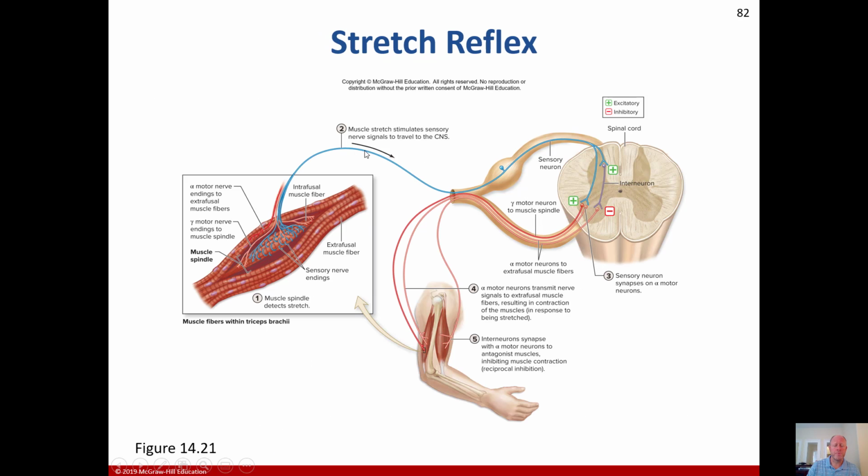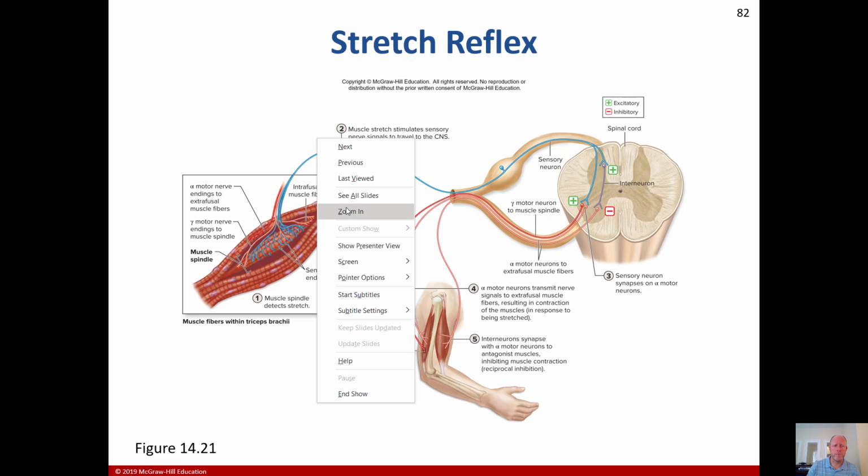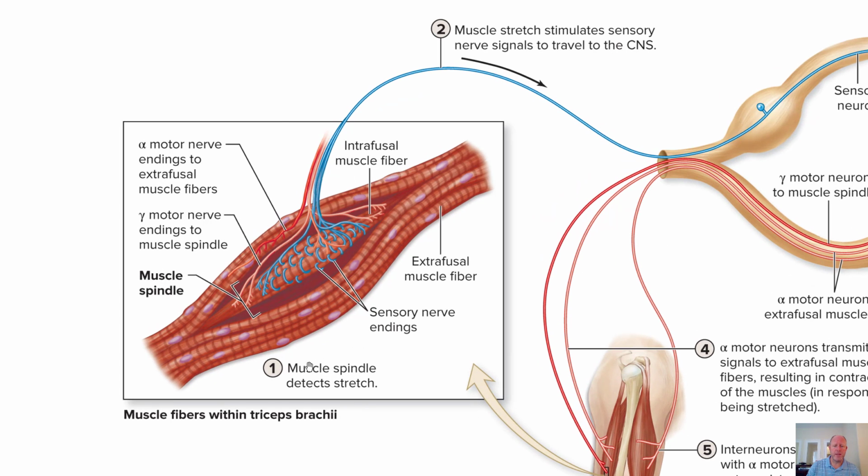And the stretch reflex here, get a little closer on this one. So we have a muscle that detects a stretch. The muscle spindle detects a stretch, meaning the length of the muscle is extending beyond what the muscle wants it to do right now. These muscle spindles are regulating the length and the rate of change in length if they don't like it, so to speak. These are the motor nerve endings to the muscle spindle here, and our alpha motor neuron endings to the extrafusal muscle fibers here.